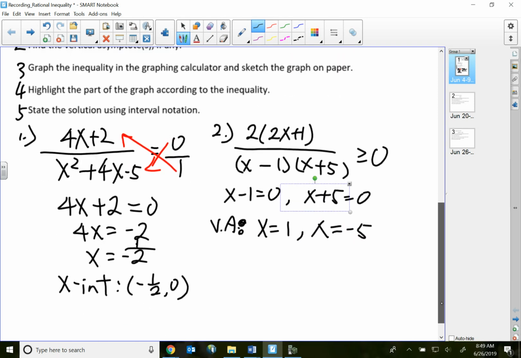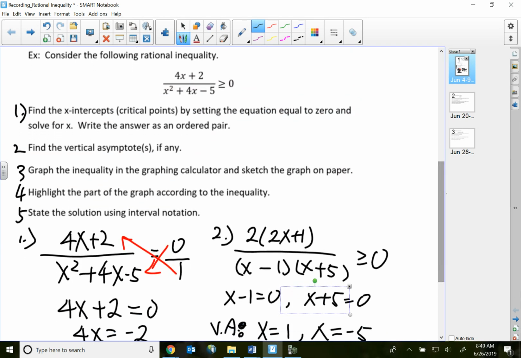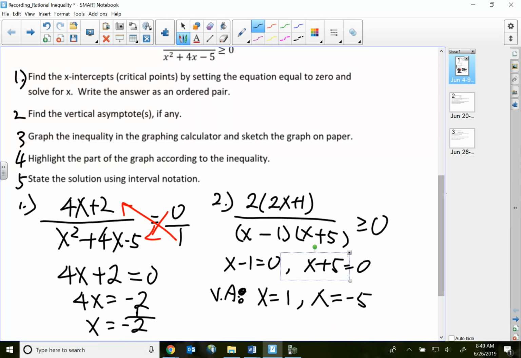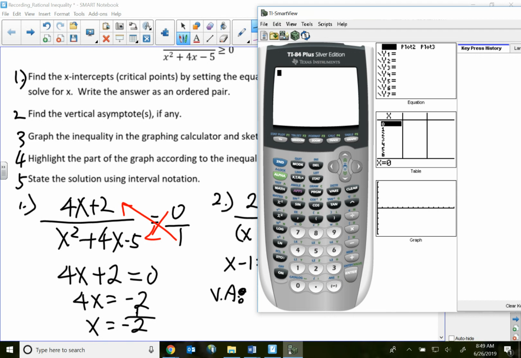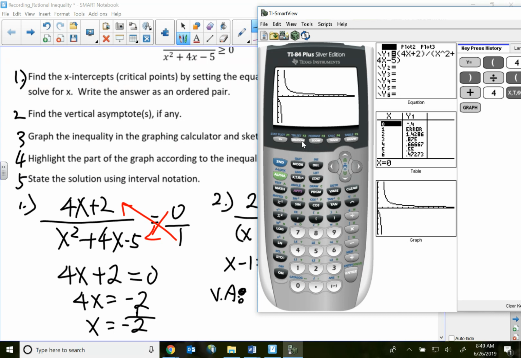Now let's graph it, and I'm going to take a picture of what we graphed so I can begin to draw some of these. Parenthesis 4x plus 2 divided by x squared plus 4x minus 5. All right, so let's graph it. Let me change my window back.